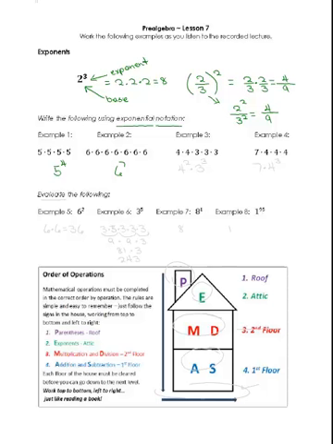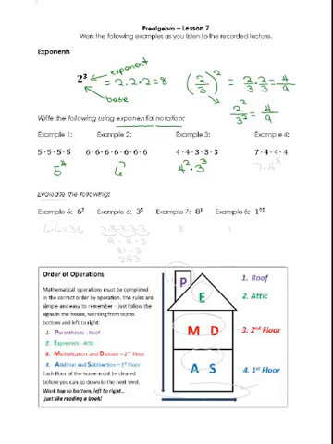Example 3 has 2 different numbers, so we'll have to have 2 different bases. In other words, we're going to have 4, and that's going to be squared. 2 4's, right? 4 times 4. And then we're going to multiply that times 3 3's. So we have 2 bases, 4 and 3. The 4 is multiplied twice, and the 3 is multiplied 3 times. So we would write that with 2 numbers and 2 different exponents.